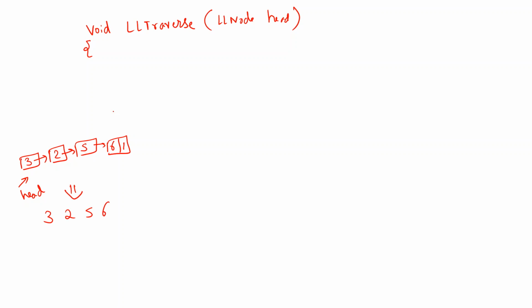Okay. So what do I do? This is my input, this is my output. I'm not returning anything. I'll just print in my function itself. So I'm returning void, and my input is the head pointer, basically the address of this particular node. That's it. Okay.